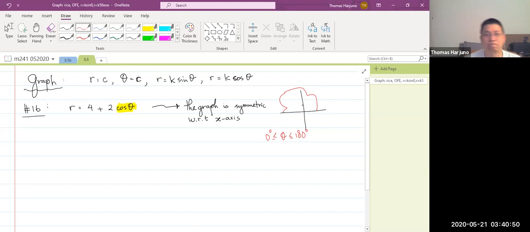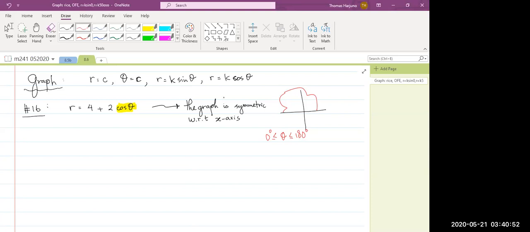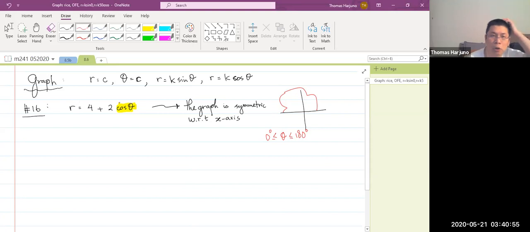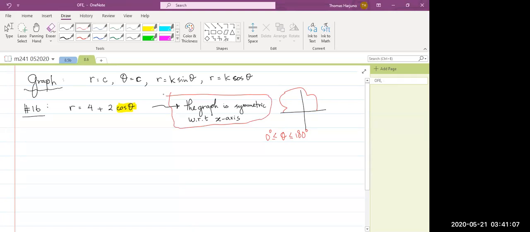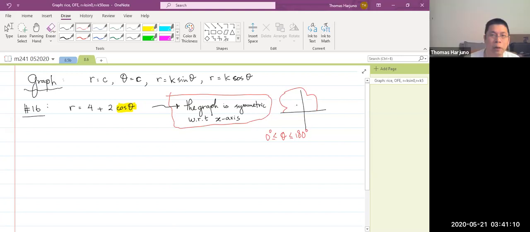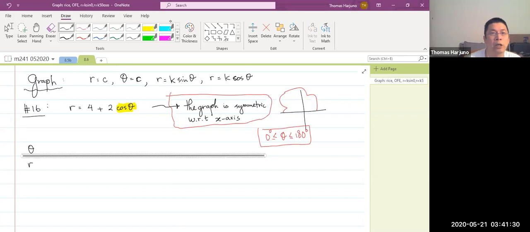Are you with me? Let me say it again. Because this function r depends on cosine theta, the graph will be symmetric with respect to the x-axis. So I can just graph the top part and then flip it later. But to graph the top part, I need to graph from 0 to 180 degrees. That gives us the idea. Then I will find the value of r when theta is between 0 and 180.